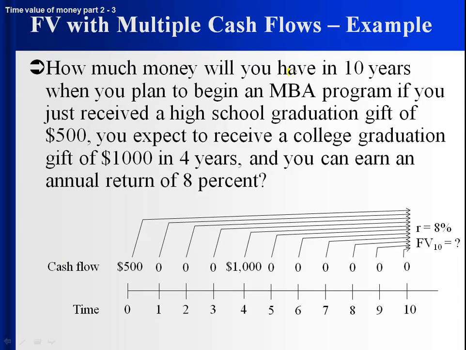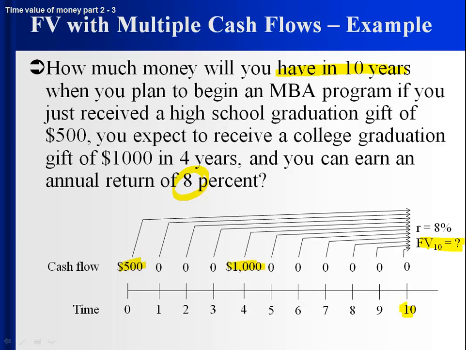So you want to know how much you'll have in 10 years. That's when you plan to start school. If you just got a high school graduation gift of $500, you expect to receive a college graduation gift of $1,000 in 4 years. So in 4 years from now, you're going to graduate, and your grandmother's given $1,000 to your brothers and sisters and your cousins, and she said she's going to do it for you, so you expect $1,000, and you can earn 8%. You want to know how much you'll have in 10 years.